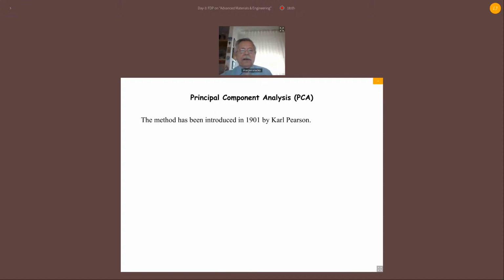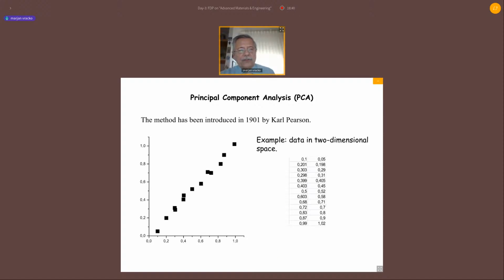The second very important method which is built on the covariance matrix is the so-called principal component analysis. I think you already heard about this. This method has been introduced by a British statistician in 1901, Karl Pearson. And how is the idea of this?